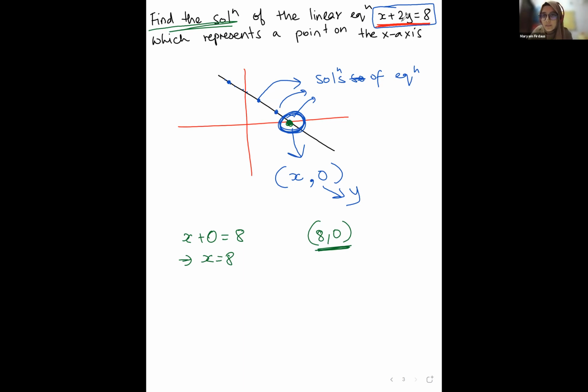So, okay, how about you do this one? Find the solution of the same linear equation which represents a point on the y-axis. Hmm. Ma'am, 0 comma 4. Yes. Right. 0 comma 4. Okay. So this one is going to be 0 comma 4. All right. Do you guys have some questions that you want to discuss?